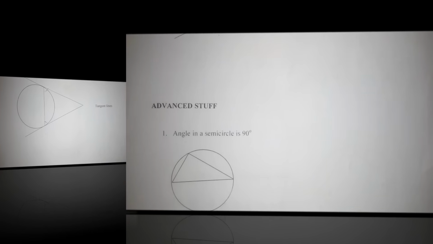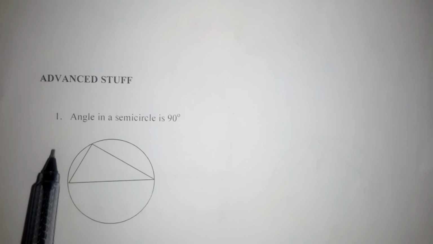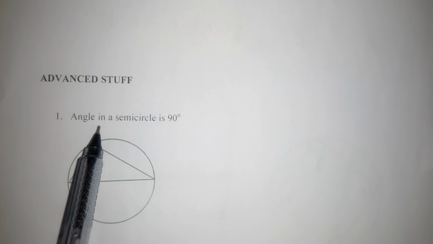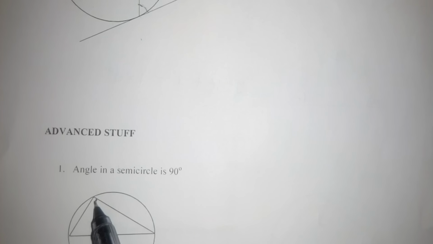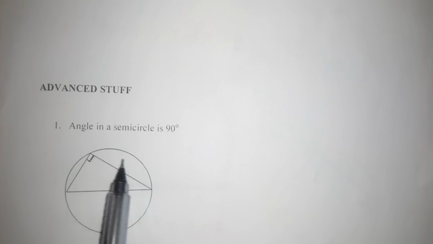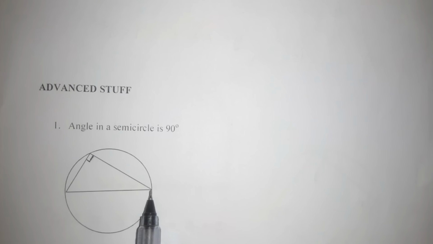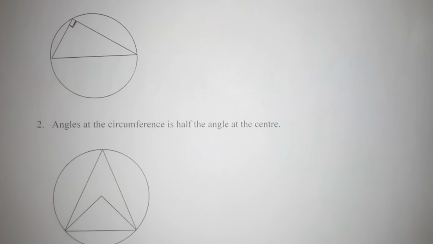All right, now let's check the advanced stuff which we need to know. We'll call this property number 1. This property says that the angle in a semicircle is 90 degrees. The circle has been cut by this line, and this is a semicircle. So the angle formed up here inside the triangle will be 90. Even on this side it will be 90, and even if it was formed somewhere here, it is 90 degrees as long as it's inside the semicircle.